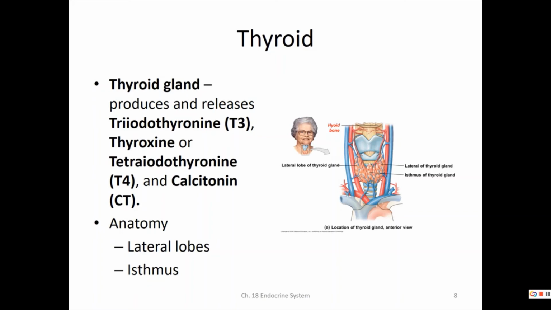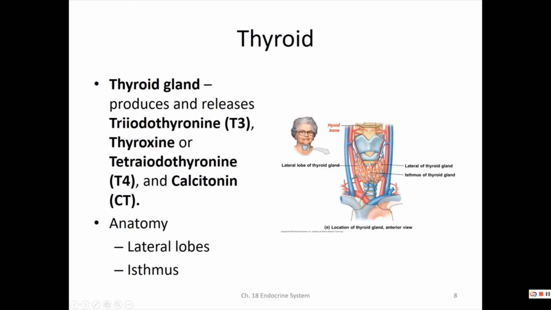Okay, it's a peptide. Now, what we saw is also there are lateral lobes on each side of this gland, and connecting the two lateral lobes, there's a bridge of tissue between called the isthmus of the thyroid. Okay, so be able to identify these parts on models. I will use that.